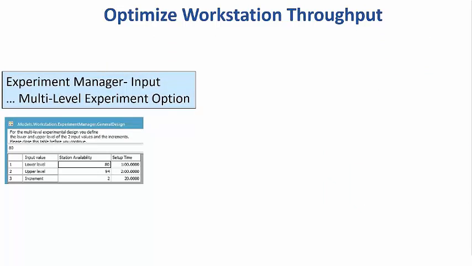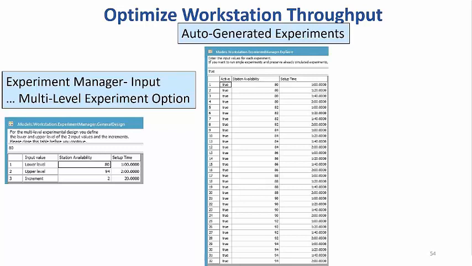Since we are tweaking 2 variables, we can use the multi-level experiment option of the Experiment Manager, which allows us to set upper and lower levels along with an increment. This greatly eases the work you have to do for inputs. After you enter the values, the Experiment Manager automatically generates all the experiment combinations, which can skyrocket into the hundreds or more if you are tweaking several variables or finer increments.